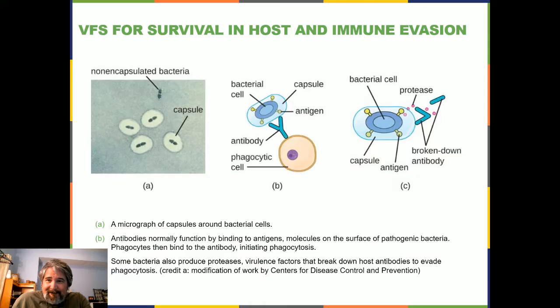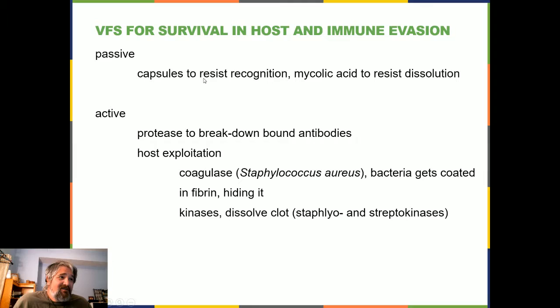So passive, the capsule, like I mentioned, resistant to recognition, mycolic acid, and the acid fast bacteria to resist dissolution. Active virulence factors for survival, proteases, if you can break down the antibodies, and then host exploitation strategies that include the use of coagulase in Staphylococcus aureus that will cause the bacteria to get coated in the host fibrin that will hide it, and then the use of kinases to dissolve a clot, staphylokinase and streptokinase.